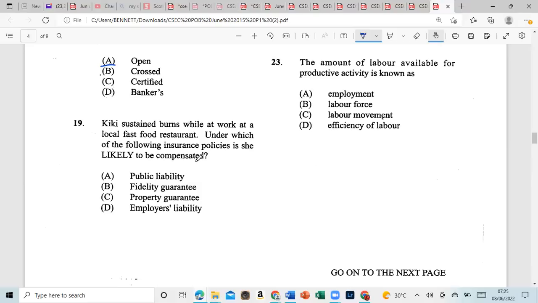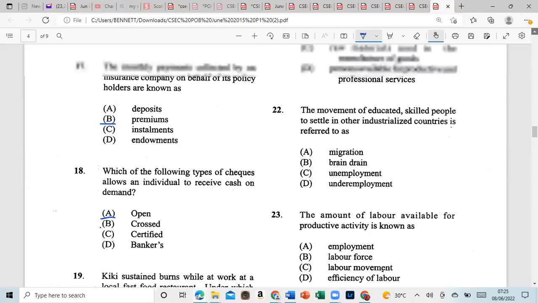All right, let's move on to number 19. Kiki sustained burn while at work at a local fast food restaurant. Under which of the following insurance policy is she likely to be compensated? And that would be employer's liability. I know persons will probably be tempted to say public liability because they're public. Remember, they're at work.